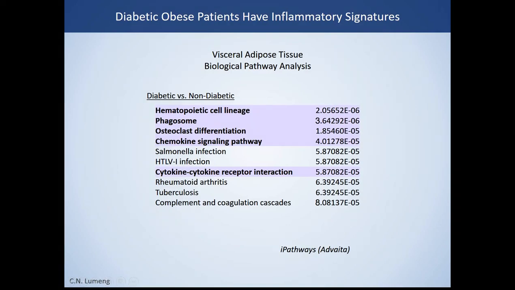One of the first things that we wanted to look at, and this is data with Carrie Lumang, was whole adipose tissue gene expression, to see what is a signature, and whether we can compare diabetic and non-diabetic and see what we find. The number one thing that came up in these pathway analyses for whole tissue was inflammation. So it seems like the diabetic obese have an inflammatory signature, and this comes up over and over again in our data.